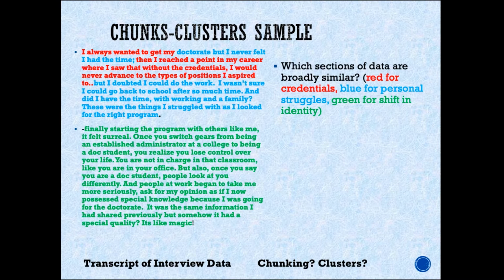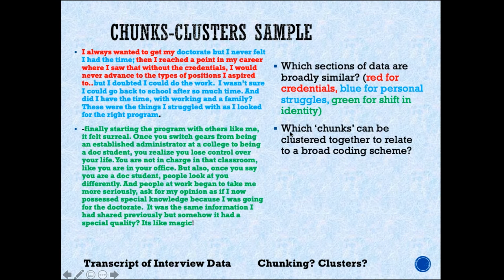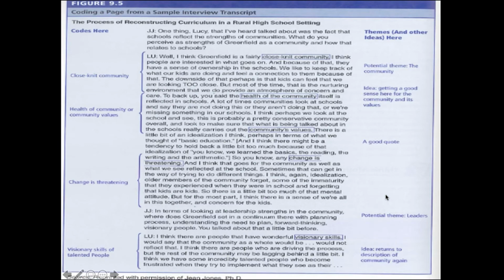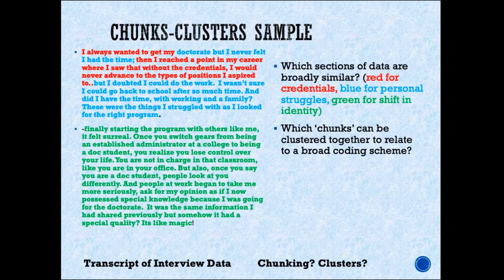But once people know that he's doing a doctorate, they start taking him seriously and asking for his opinion. Actually, he said that the opinion he gives them is the same knowledge that he gave before, but people now look at it differently. So you can see here how we chunk and cluster this piece of data. Now, which chunks can be clustered together to relate to a broad coding scheme? This will be your question now.